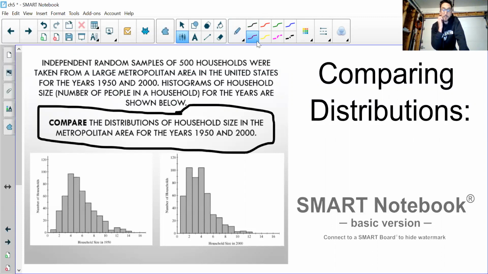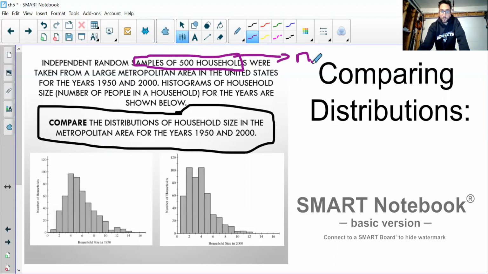So maybe right now you pause the video and start to think about what are some things that you might underline or circle, some information that's useful to us as we move forward trying to compare these distributions. And now you've unpaused the video, and hopefully as we read through this, we've got independent random samples of 500 households. So samples of 500 households, that's important, right? So we've got our sample size.